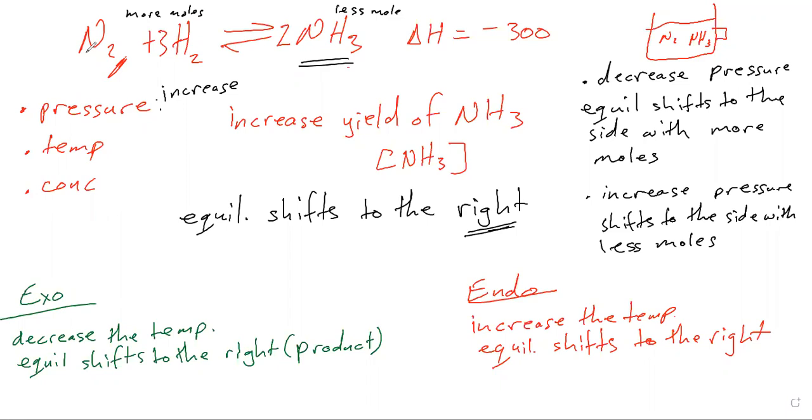But where do we want it to shift? The right. So, what will you have to do to the concentration of N2? You increase it. So when you increase it, the system will want to decrease it, so it will just favor the right-hand side. Exactly.